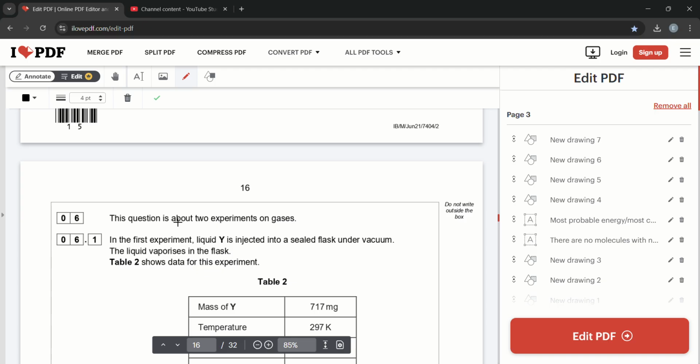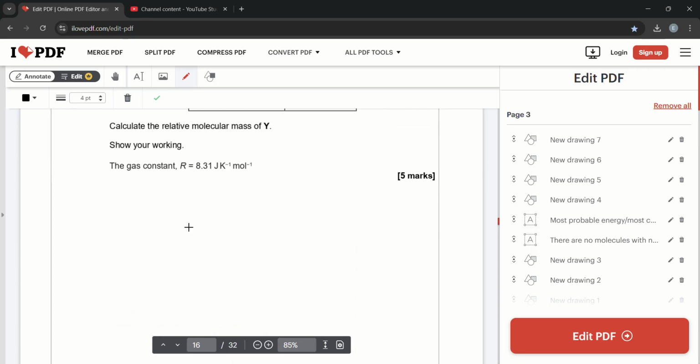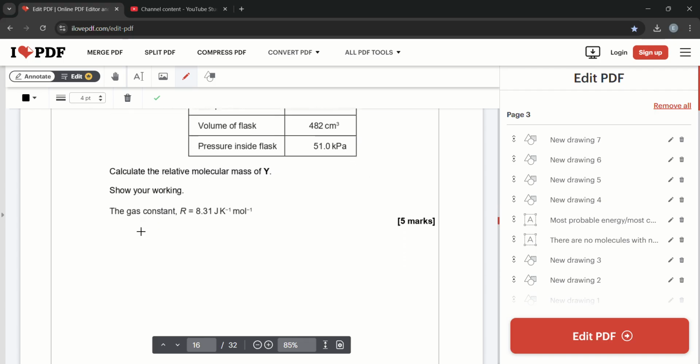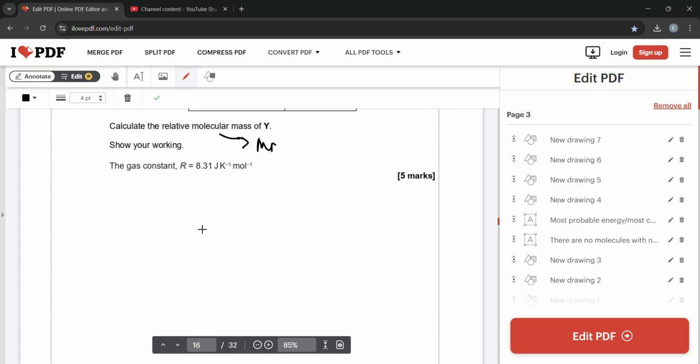For these types of questions, when it's 5 marks, it's usually 5 marks because you're going to have to rearrange loads of units and convert units. So what are we trying to find? We're trying to find relative molecular mass. So we're not trying to find a mass, we're trying to find an MR. How do you find MR? Well, moles. And so we're going to use the ideal gas equation, PV equals nRT.